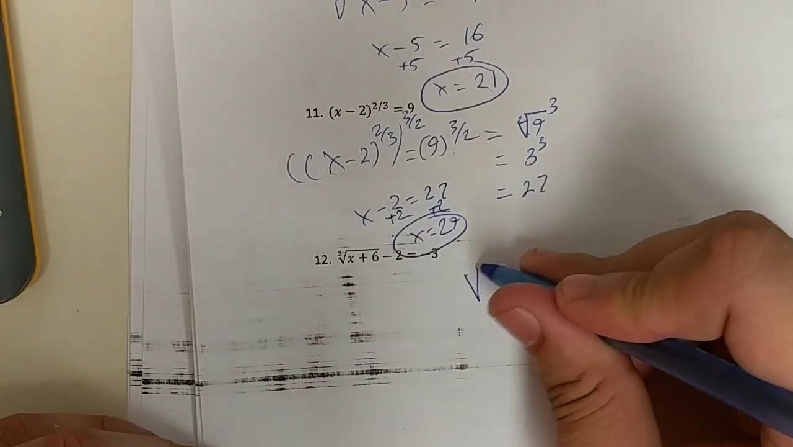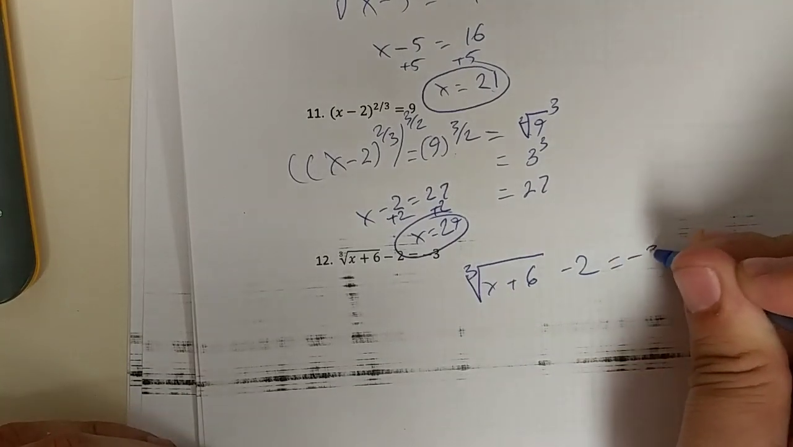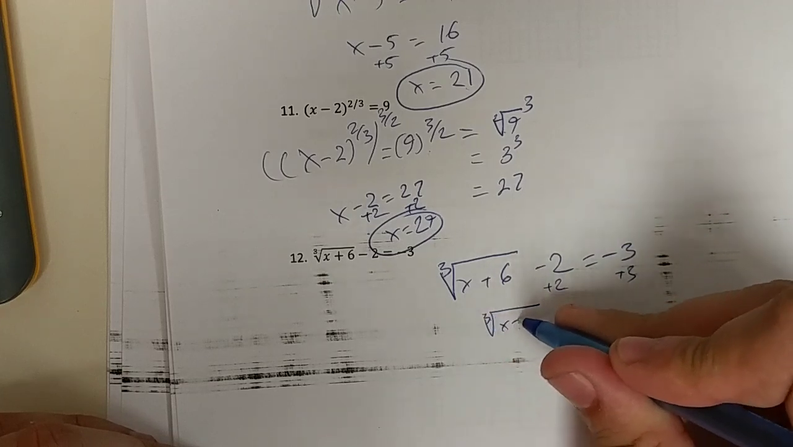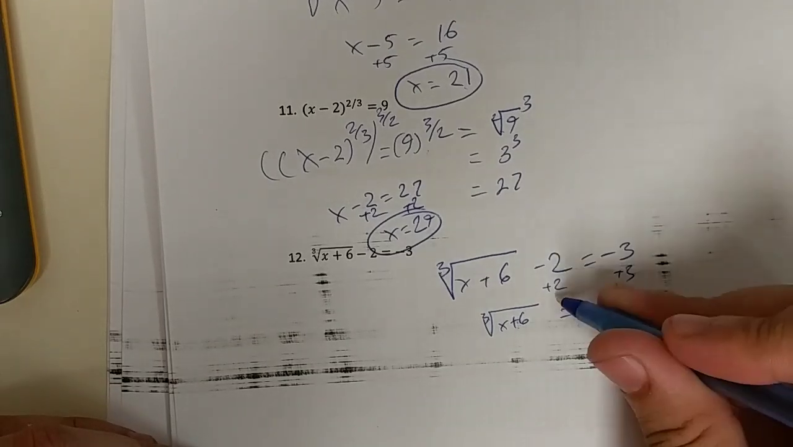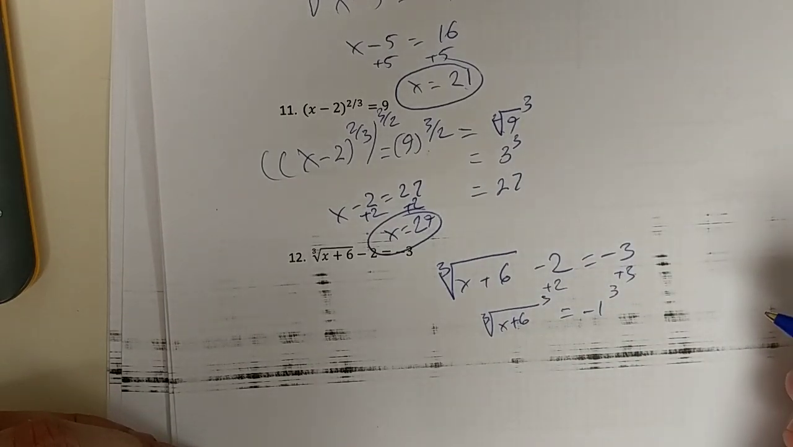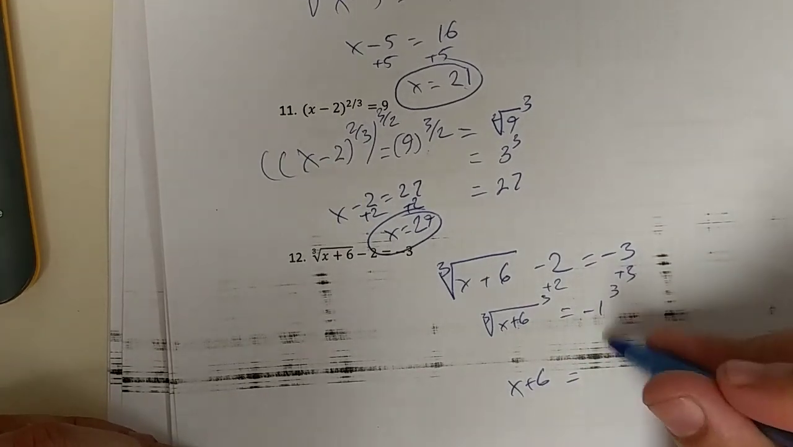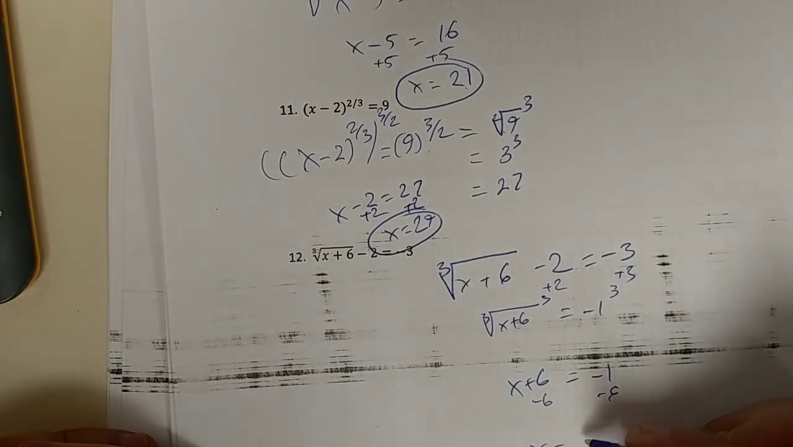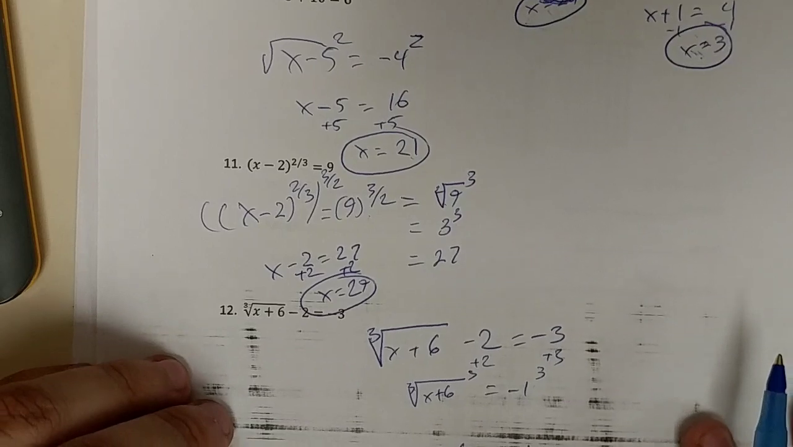Next one, I kind of overlapped this, so I'll rewrite it. The cube root of x plus 6, minus 2 equals negative 3, plus 2 plus 2. The cube root of x plus 6 equals negative 1. Cube both sides. x plus 6 equals, the cube of negative 1 is still negative 1. Minus 6, x equals negative 7. Plug it back in and you should get it right.